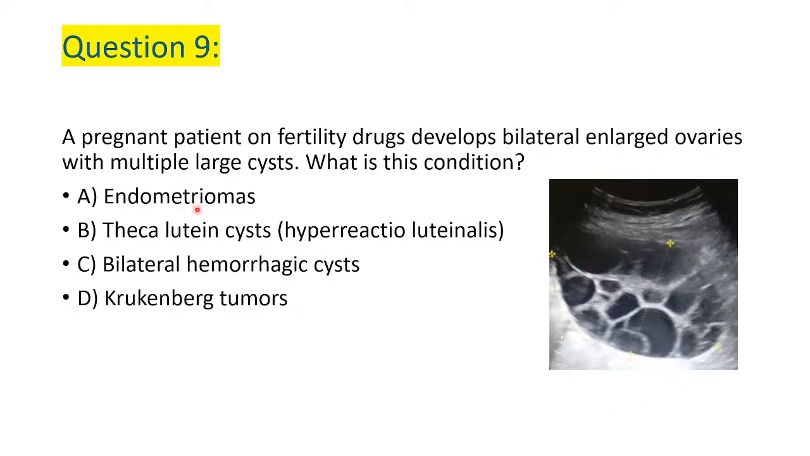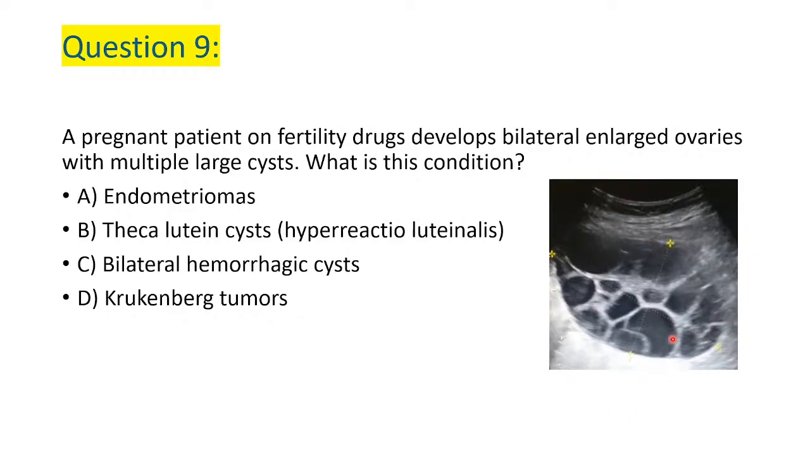A. Endometriomas. B. Theca lutein cyst, hyperreactio luteinalis. C. Bilateral hemorrhagic cyst. D. Krukenberg tumors. So which is the best choice? A pregnant patient on fertility drugs develops bilateral enlarged ovaries with multiple large cysts. What is this condition called?